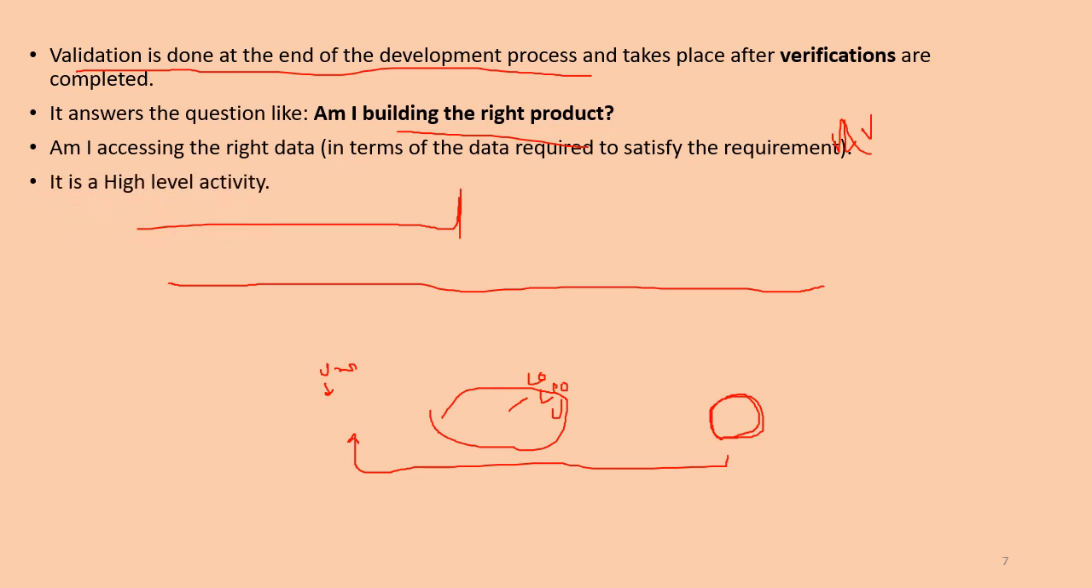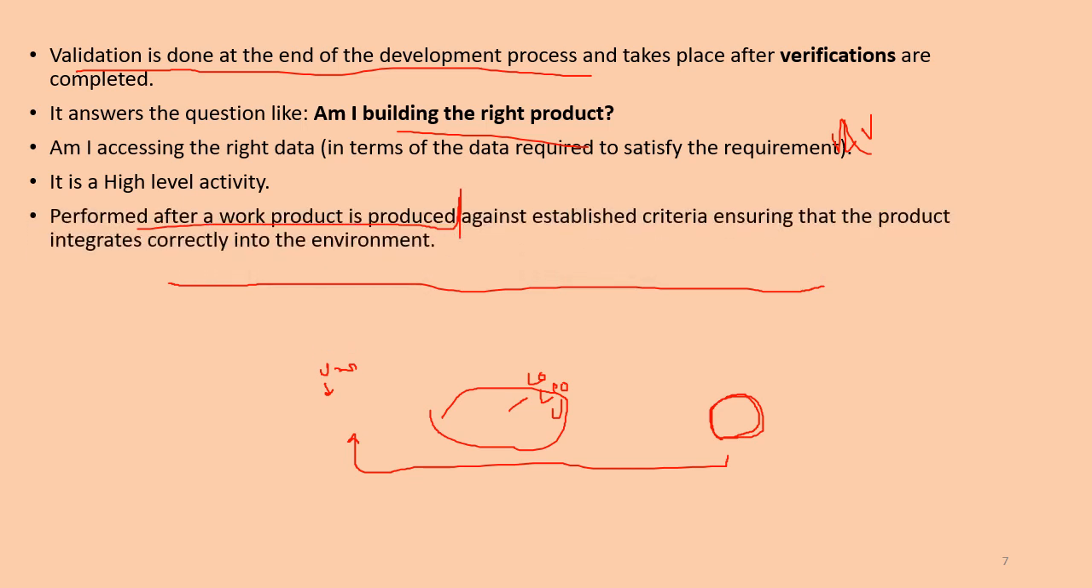So it is a simple high level activity. It is performed at the end of the development process, and it is performed after the verification. It is performed after a work product is produced. After a work product is produced, only then you perform this against the established criteria, to ensure that the product integrates correctly into the environment.